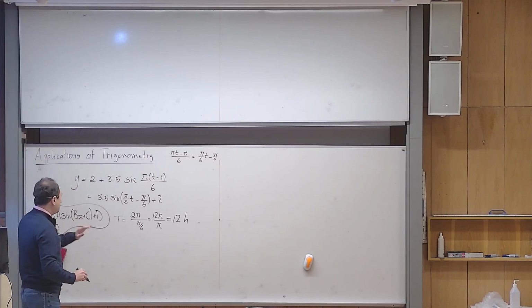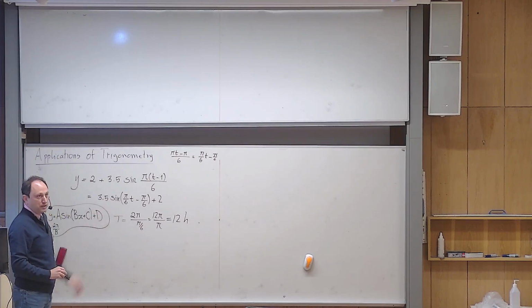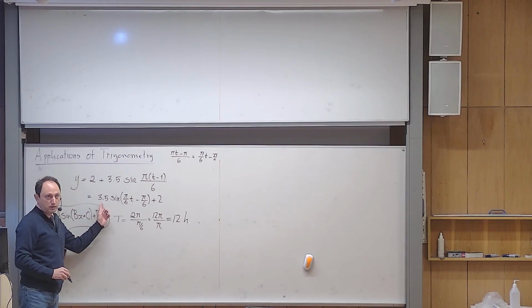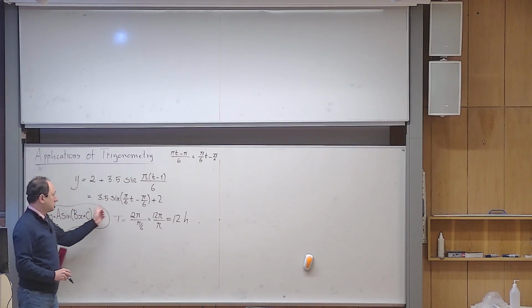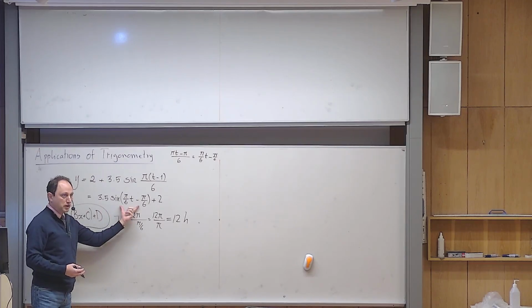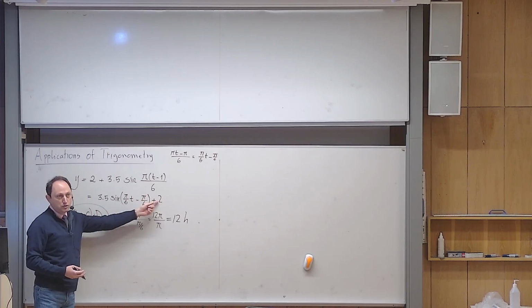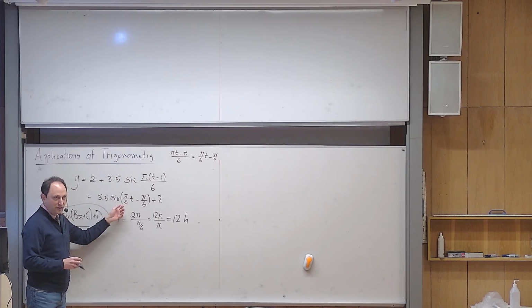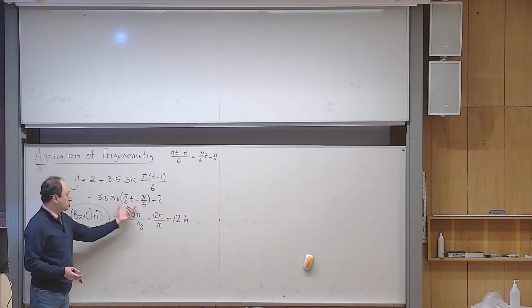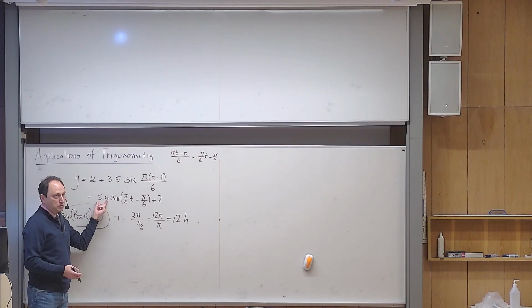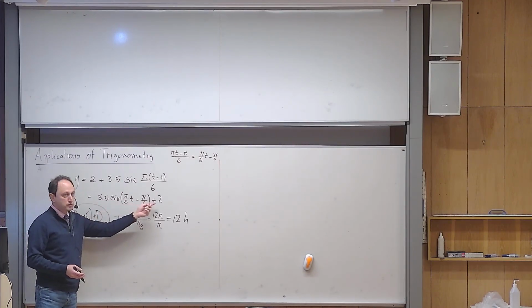So if I ask you, by the way, what is the amplitude of this function? 3.5. But what is the maximum of this function? 5.5. Because the maximum part is 1 times 3.5, but I'm also adding 2 to it. But that is the problem. If I ask you what is the minimum of this function, you have to replace this with minus 1, and then it becomes minus 3.5, and then minus 3.5 plus 2 is a negative value.